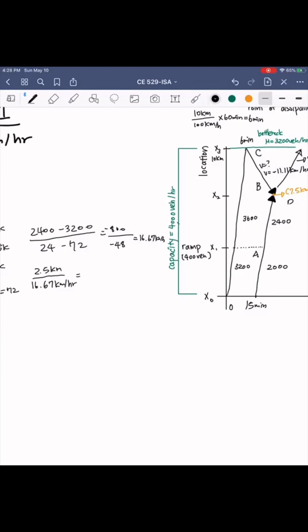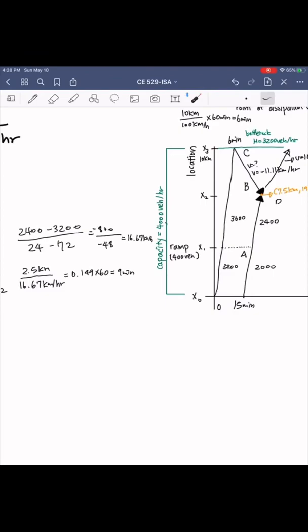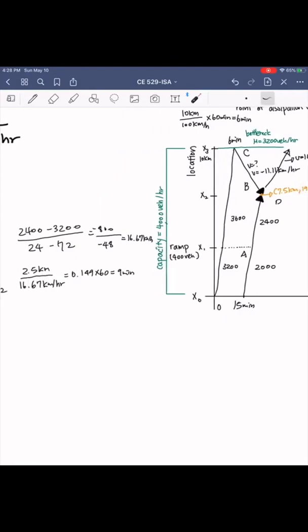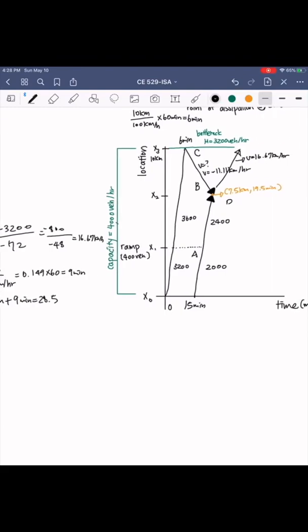Let me put this in the calculator. 2.5 divided by 16.67 is 0.149, but we want to multiply by 60 to convert into minutes, which will be rounded to 9 minutes. And then you want to add this 9 minutes from here to the end of the queue to the 19.5. So 19.5 minutes plus 9 minutes is 28.5, which is the end of the queue.